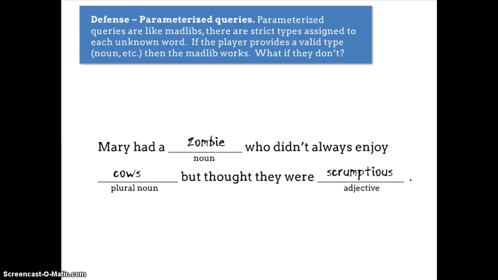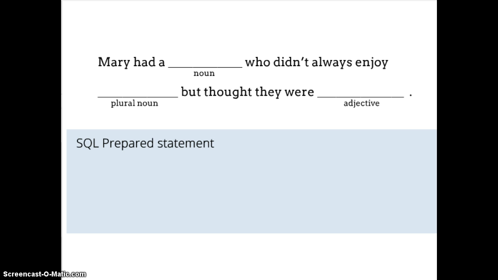Perfect. So you may be wondering, what if we fill in the Mad Lib incorrectly and we say Toronto, funny, tomato? Mary had a Toronto who didn't enjoy funny but thought they were tomato. Doesn't quite make sense, right? So the Mad Lib doesn't really work in this case.